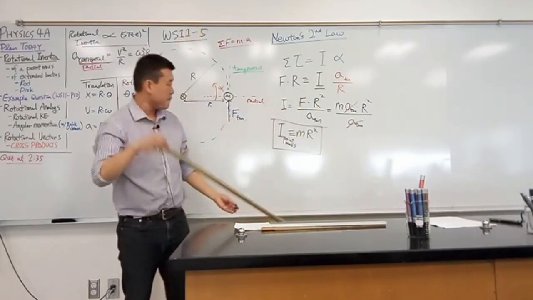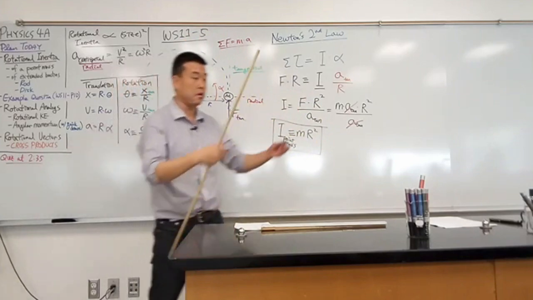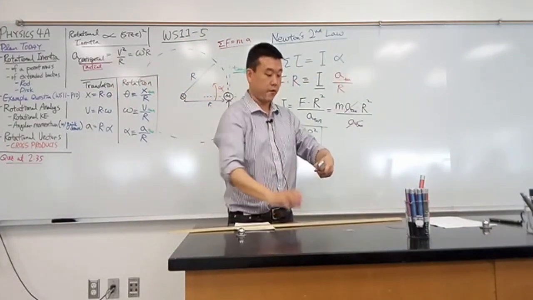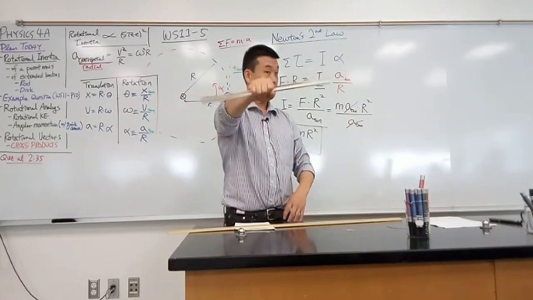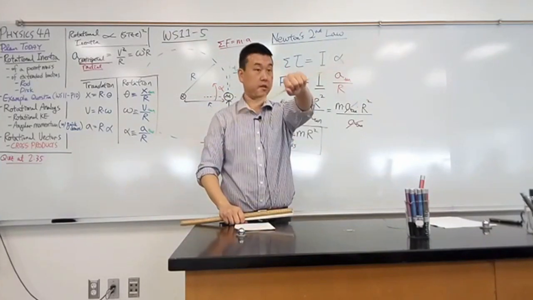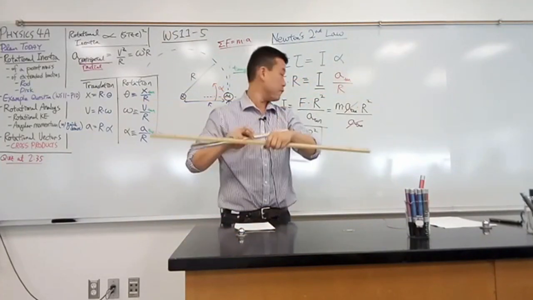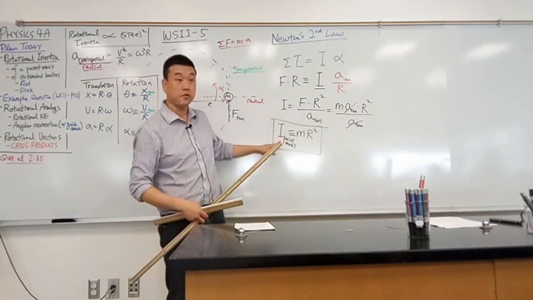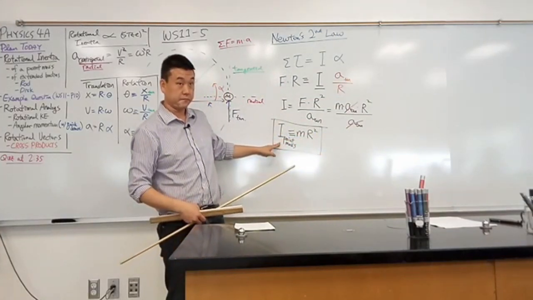Good. Does this match with your intuition? What you found with the ruler, rotating this way versus rotating this way, was that it was harder to rotate this, right? If something's farther away, greater r, then it should have higher rotational inertia. Yeah?